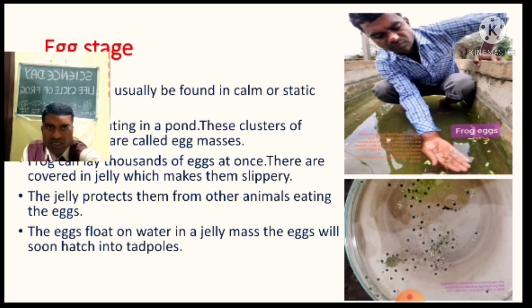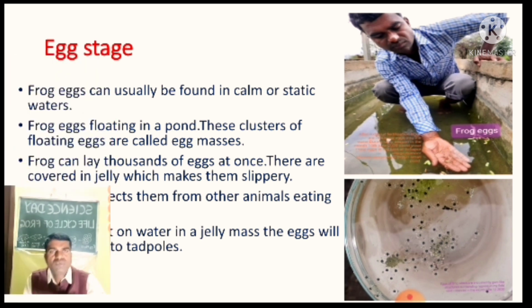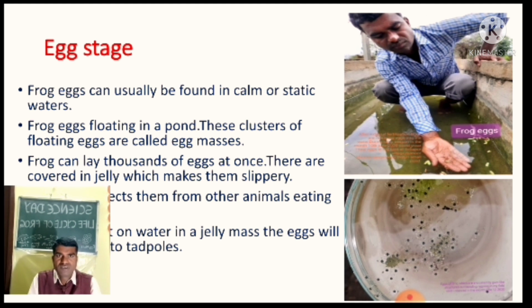And next, a very important stage from the beginning, that is the egg stage. We will observe different types of eggs here. See in this picture, frog eggs can usually be found in calm or static waters. Frog eggs floating in a pond, these clusters of floating eggs are called egg masses. Likewise, group-like structures are forming, and in these group-like structures, egg masses are forming.